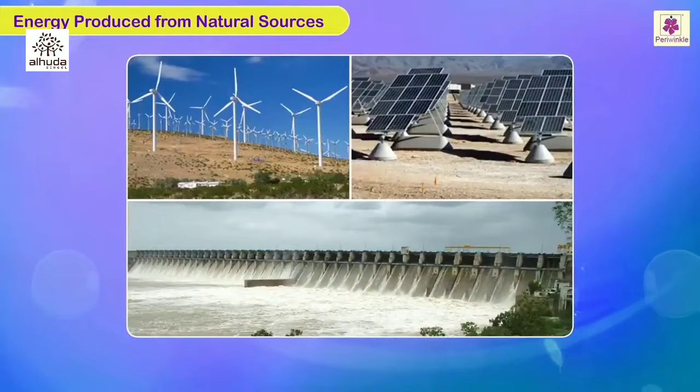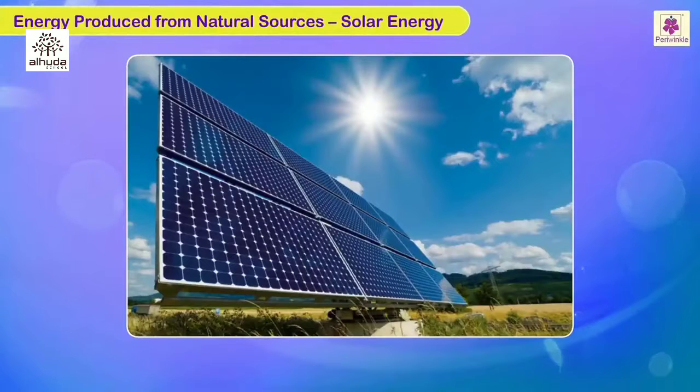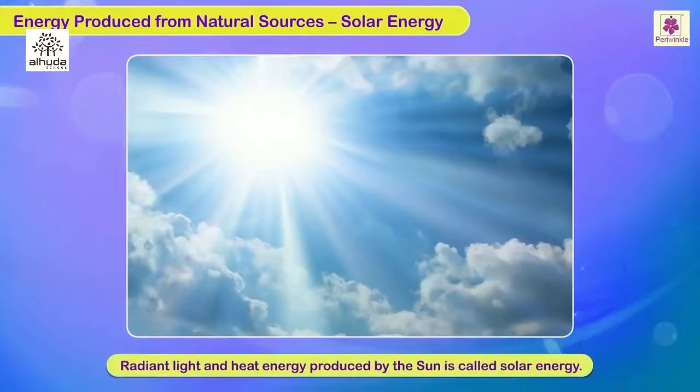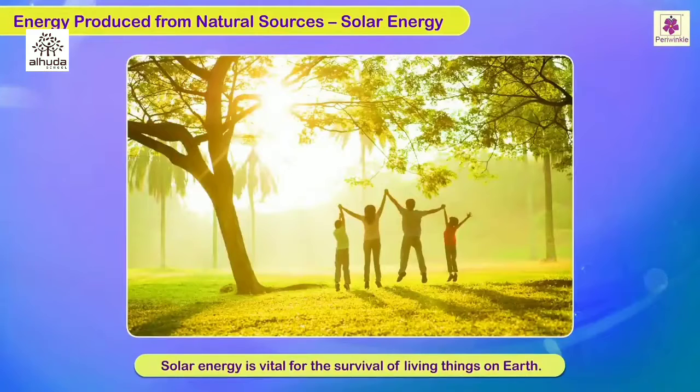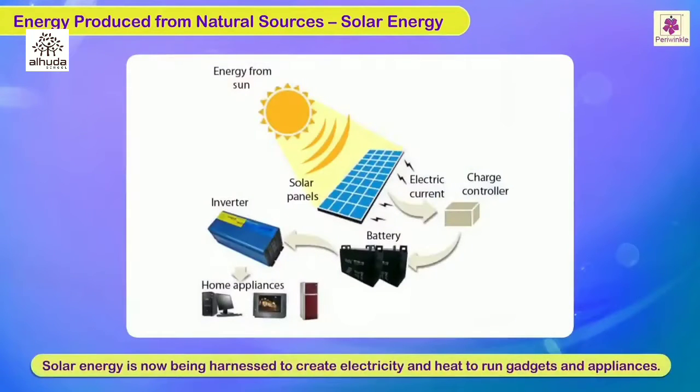Energy produced from natural sources. Solar energy. Radiant light and heat energy produced by the sun is called solar energy. This energy is vital for the survival of living things on Earth. Additionally, this energy is now being harnessed to create electricity and heat to run gadgets and appliances.